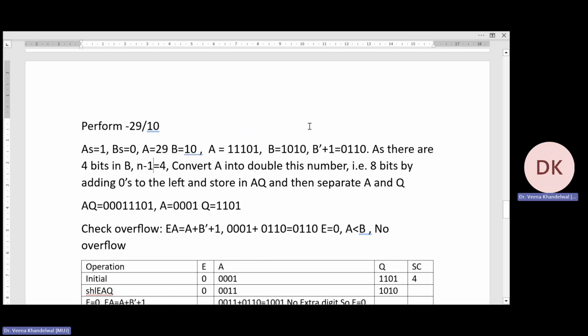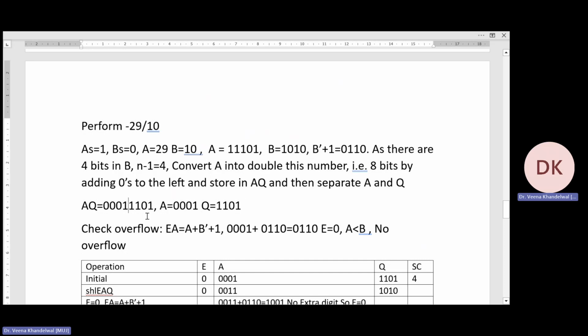So when we are not using the sign bit, we can see that the number of digits here is 4. So n minus 1 is equal to 4. As there are 4 bits in D, what do we want? We want that this A should be converted into twice the number of bits of B. So here we have 5 bits. That means we have to add separate 3 bits at the left so that the number of bits in A and Q remain the same.